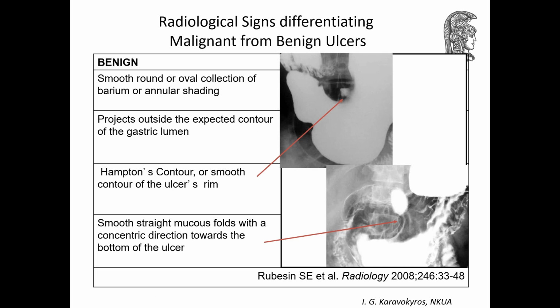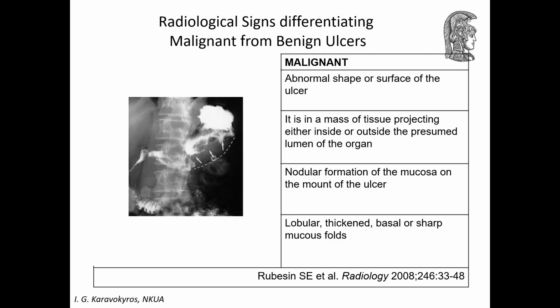A benign ulcer is depicted as a collection of barium, usually round or ovate, projecting outside the contour of the lumen, with a smooth outline. The mucosal folds converge smoothly towards its crater. It may be characterized by Hampton's line, which is a very thin radiolucent line at its neck due to tissue edema. On the contrary, a malignant ulcer has an abnormal shape and is localized in a mass that can be inside or outside the lumen with abnormal rim, and abnormal thickened mucosal folds.